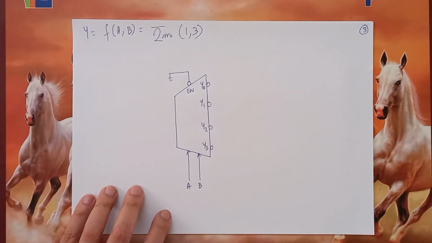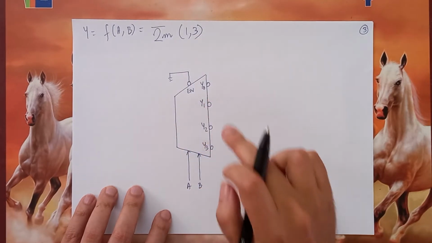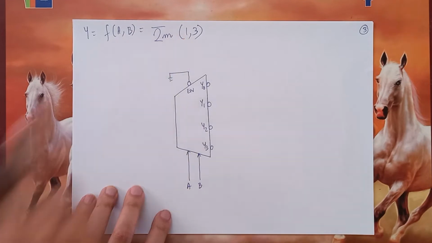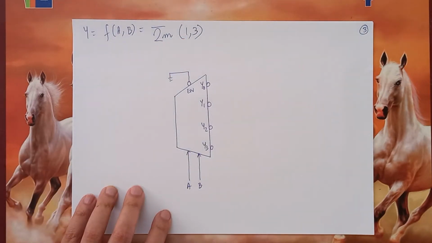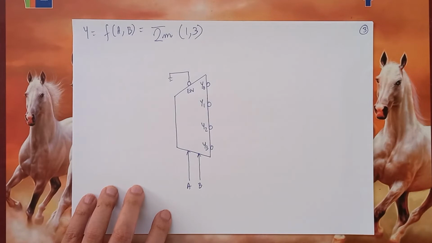In this case, the outputs of interest are Y1 and Y3 because they will go to 0 if the values of A and B are either 0, 1 or 1, 1. But just as a continuation of the discussion from the previous lecture, let us see how we can implement this function. So finally, we need to obtain the output Y.